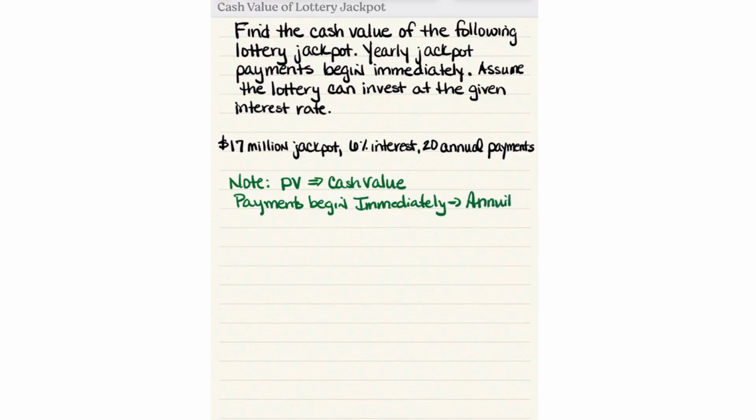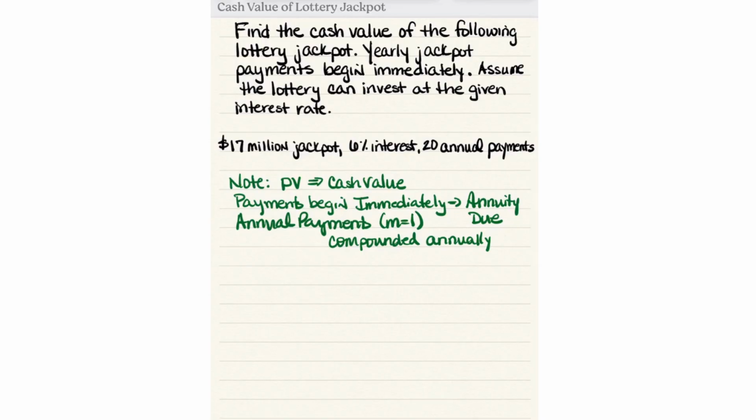And that's important because you want to make sure that you use the right formula. And then, of course, there are 20 annual payments. So we know the compounding period, depending on what formula you use, I'm using the one that has M, is compounded annually. So the payments are compounded annually. Just some things that I noticed. So let's write down what we know.